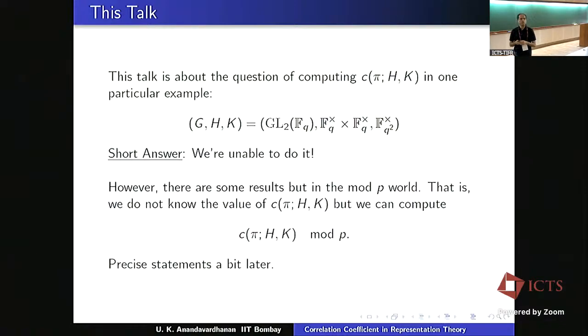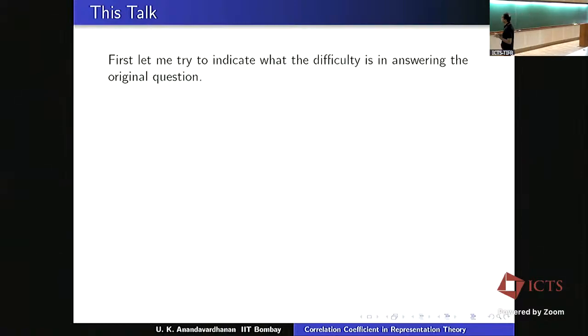Q is a power of P, so the prime P is given, which, by the way, I forgot to type, is not 2. Everywhere I'll be inverting 2 later. So P is any odd prime, and Q is any prime power, and then Q and Q square. So precise statements a bit later.